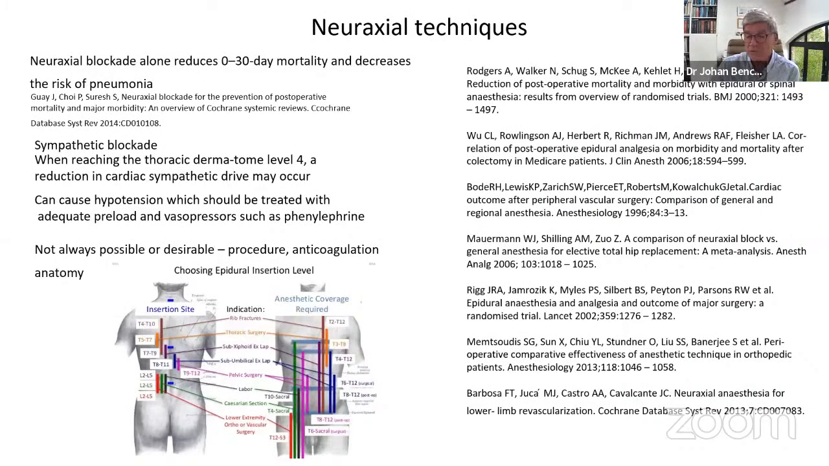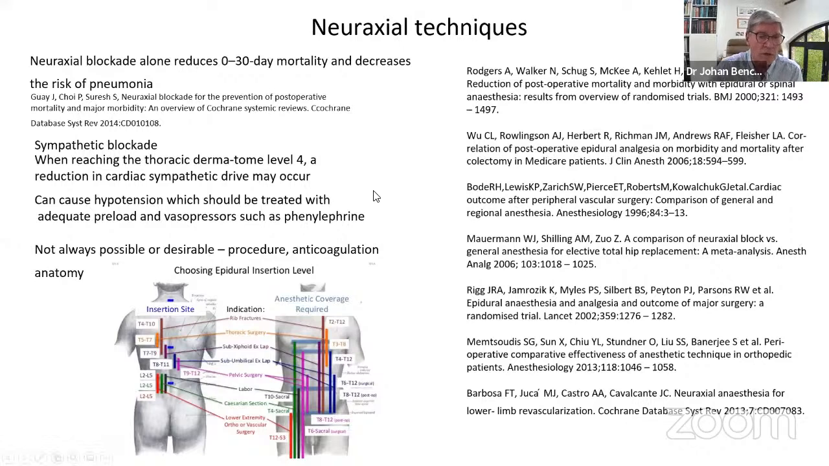Neuroaxial techniques, I've just given you a lot of references here, because if it's possible to put in a neuroaxial block, it does decrease the 0 to 30-day mortality and your risk of pneumonia. It gives you the sympathetic blockade. It does the same thing to the coronary vessels that it does to the peripheral vessels. It dilates them and you've got more flow.